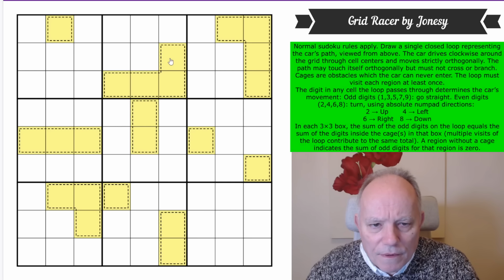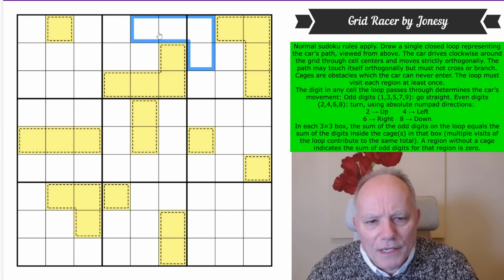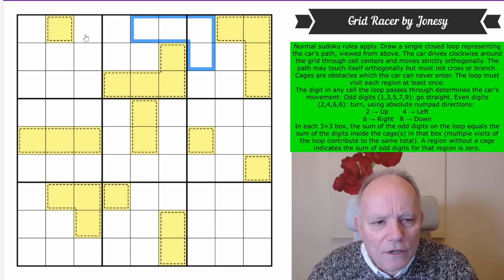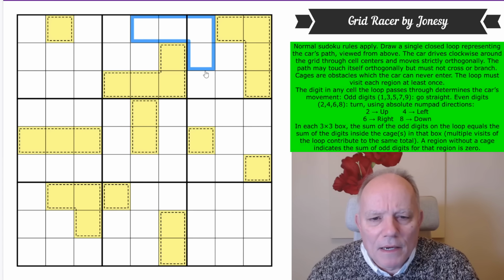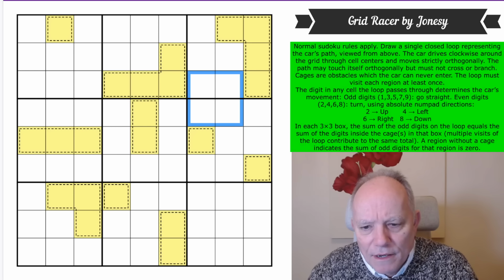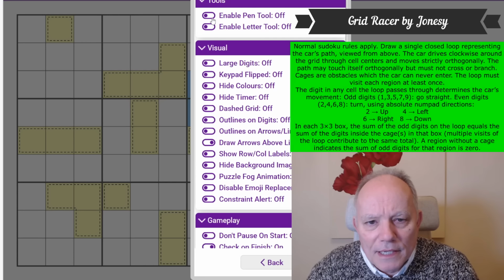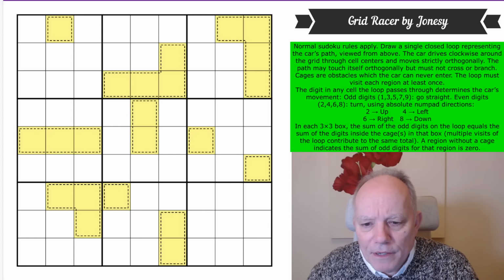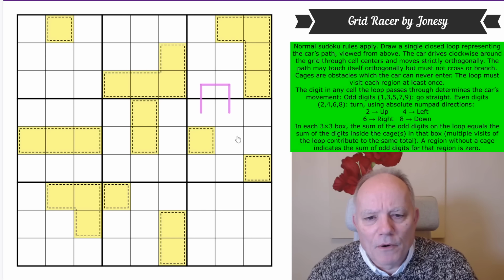So, I was going to say it must go through this passage, but hang on, could it? Yeah, it must. It could theoretically get into box 3. What I need is a loop drawer, don't I? I'm going to use the pen tool. So it could theoretically get into box 3 like that and out again.